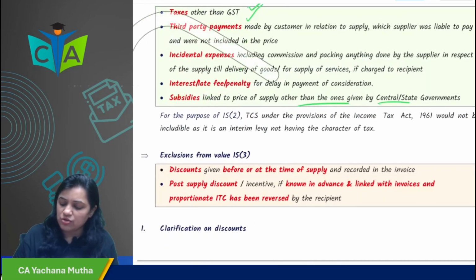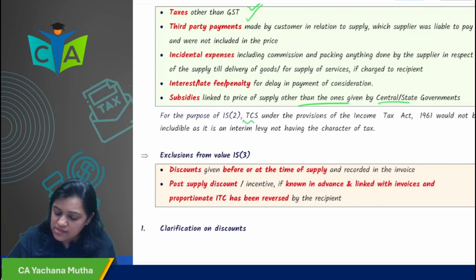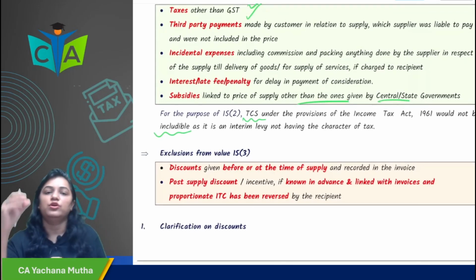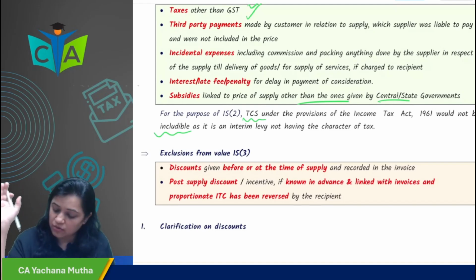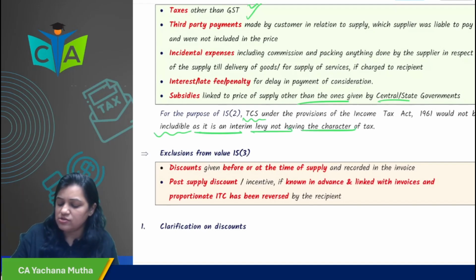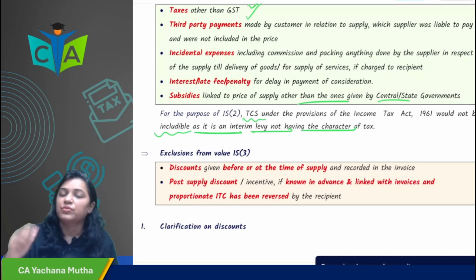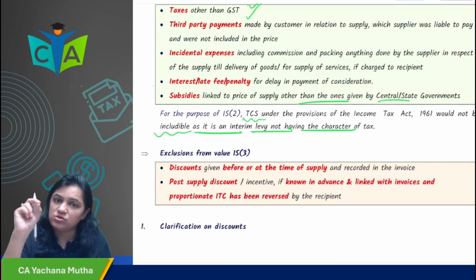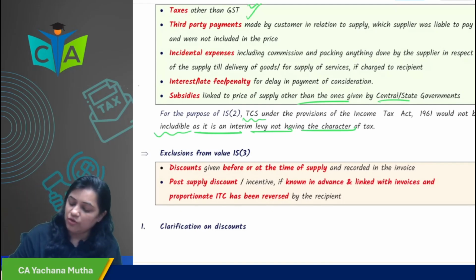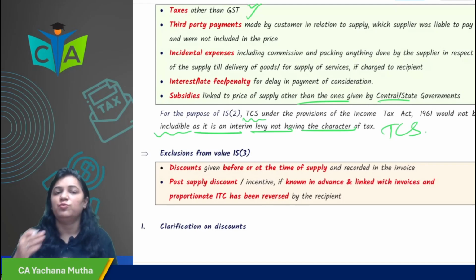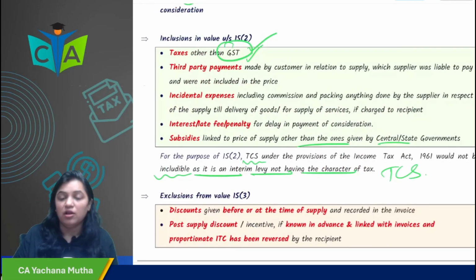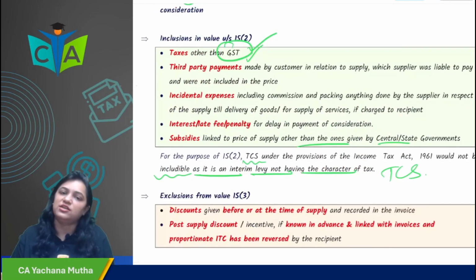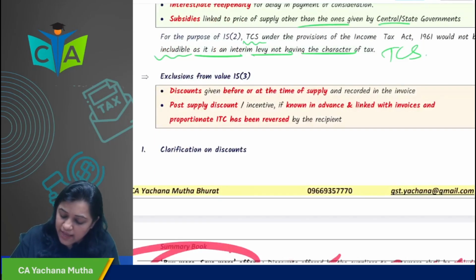Now there was one clarification which has come on TCS. You remember TCS under the provisions of the Income Tax Act, it will not be included in the value. If TCS is given in the question, it is not to be added to the value, as it is an interim levy and it does not have the character of tax. So if TCS is given, it is not to be included. Excise duty, professional tax, municipal taxes, all these are to be added. GST is not to be included. Other than GST is what is written. TCS does not have the character of tax, that's why it is not to be added. Okay, now what are the exclusions from the value?